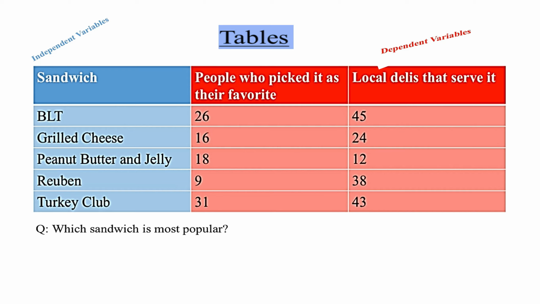It looks like the answer is the Turkey Club, which is what? 31. Because 31 people pick it as their favorite. And that's more than any other kind of sandwich. Okay? So, we have broken down our first way to organize information through a table. So for all my students, I need them to know that we have got independent variables and we have got dependent variables. Let's now turn to a bar graph.